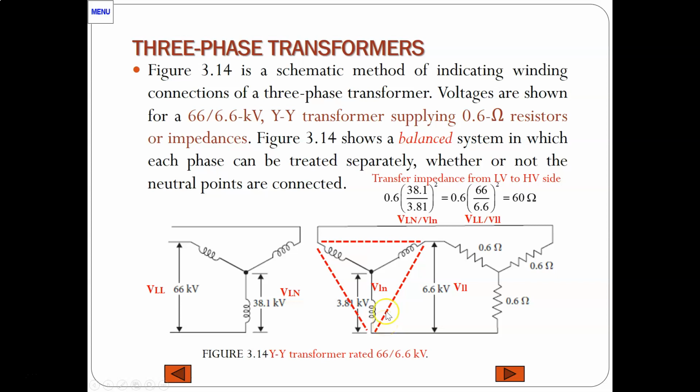If you want to transfer the impedance from the low voltage to the high voltage side, we can use either the line to neutral voltages on the primary and secondary, with the ratio squared, or in the same way use the line to line representation for both the primary and the secondary, with the ratio squared. We will then have the same value in ohms.